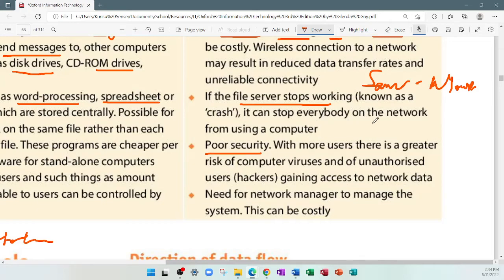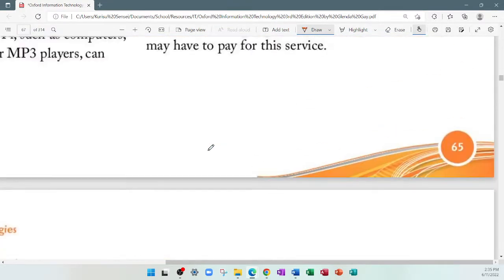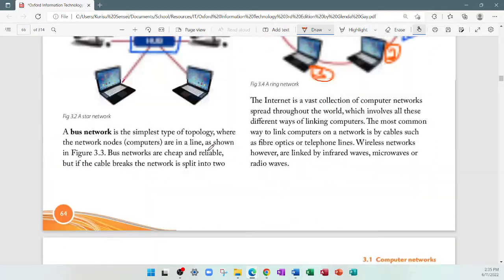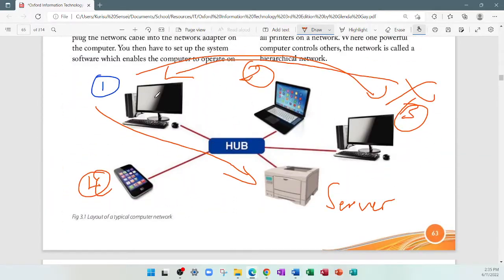Now, poor security. How does a network have poor security? Well, remember I said in this diagram here, you can be on any one of the computers and access any resource from any computer once it's connected to the internet. So that's a benefit. But that's also a disadvantage, because someone can go to this computer here and be able to access the resources.